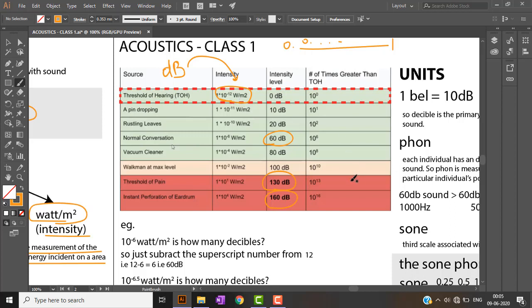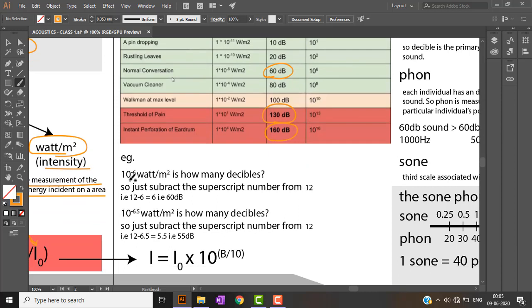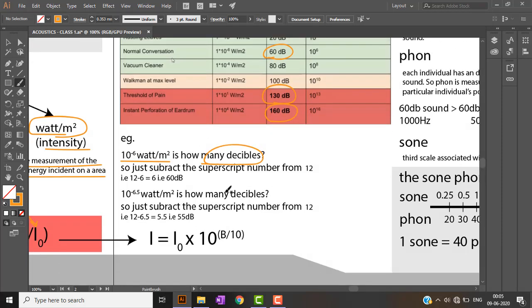Okay, so now let's see some examples. 10 raised to minus 6 watt per meter square is how many decibels? Okay, so there is a shortcut trick. First we'll learn the long one.